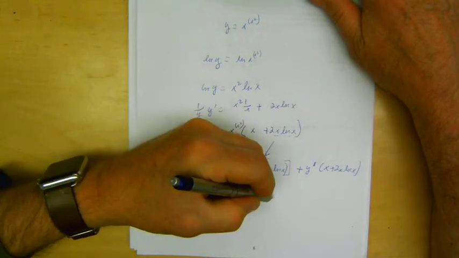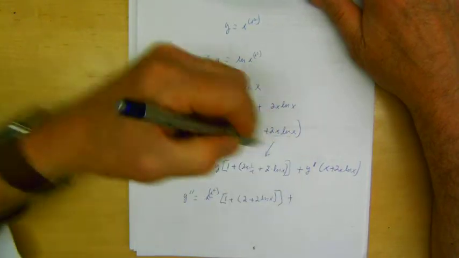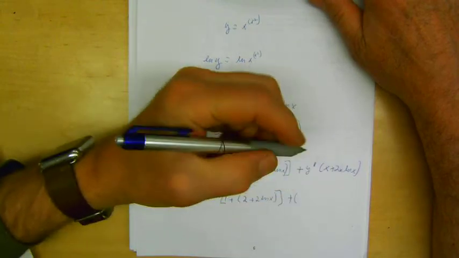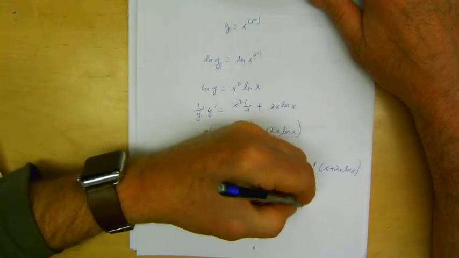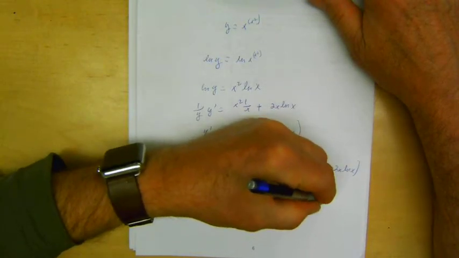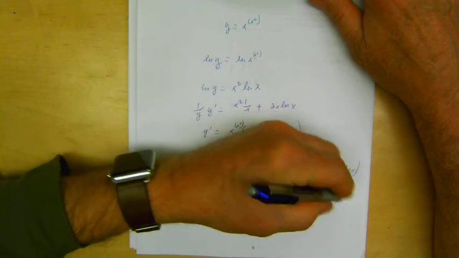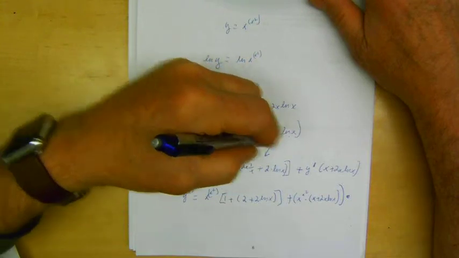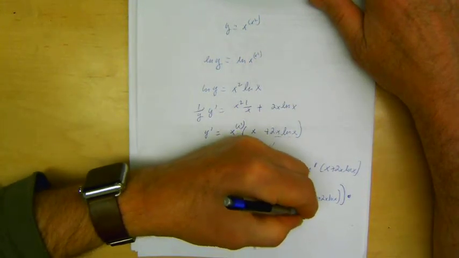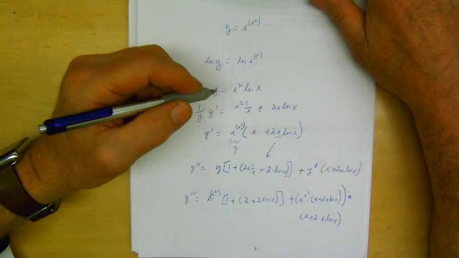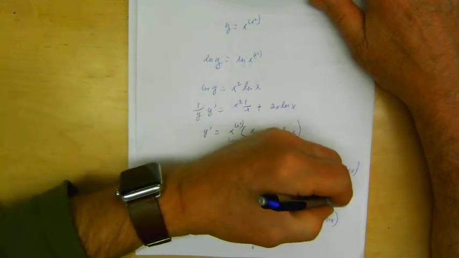I didn't make a mistake there, did I? No, I didn't. Plus y prime we know to be that thing up here, x to the x squared times x plus 2x log x, times, where is it? Times that. X plus 2x log x. And yes, we can simplify this further, but I wouldn't do that. Okay? That it? I think that's it.